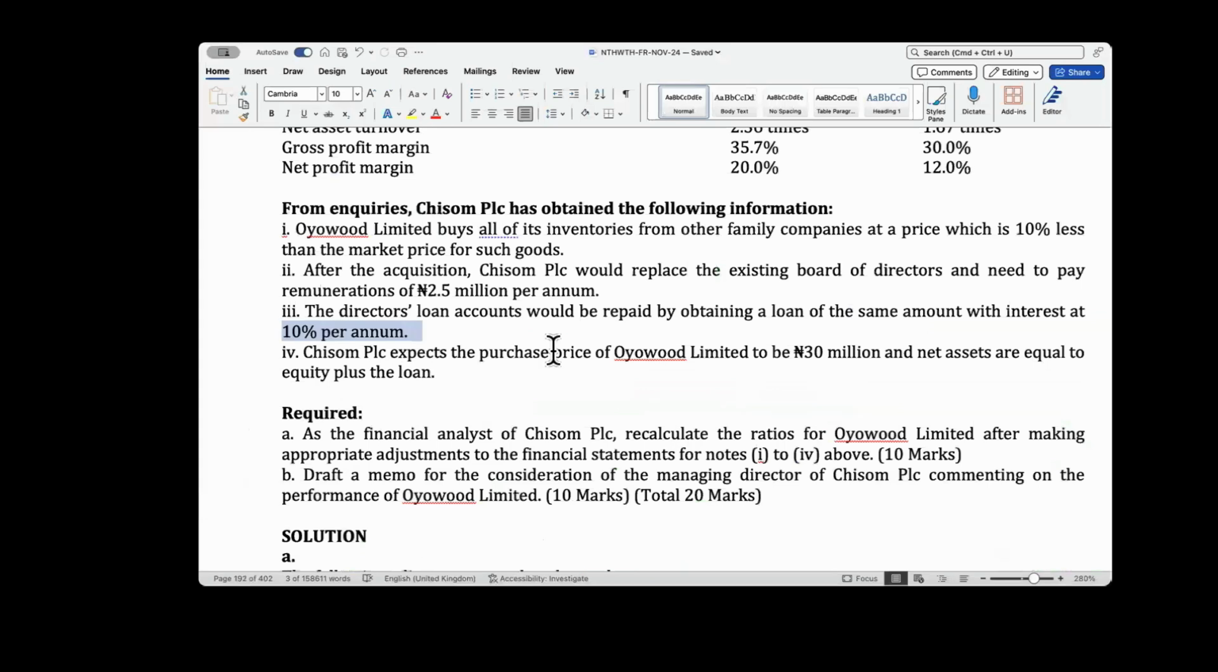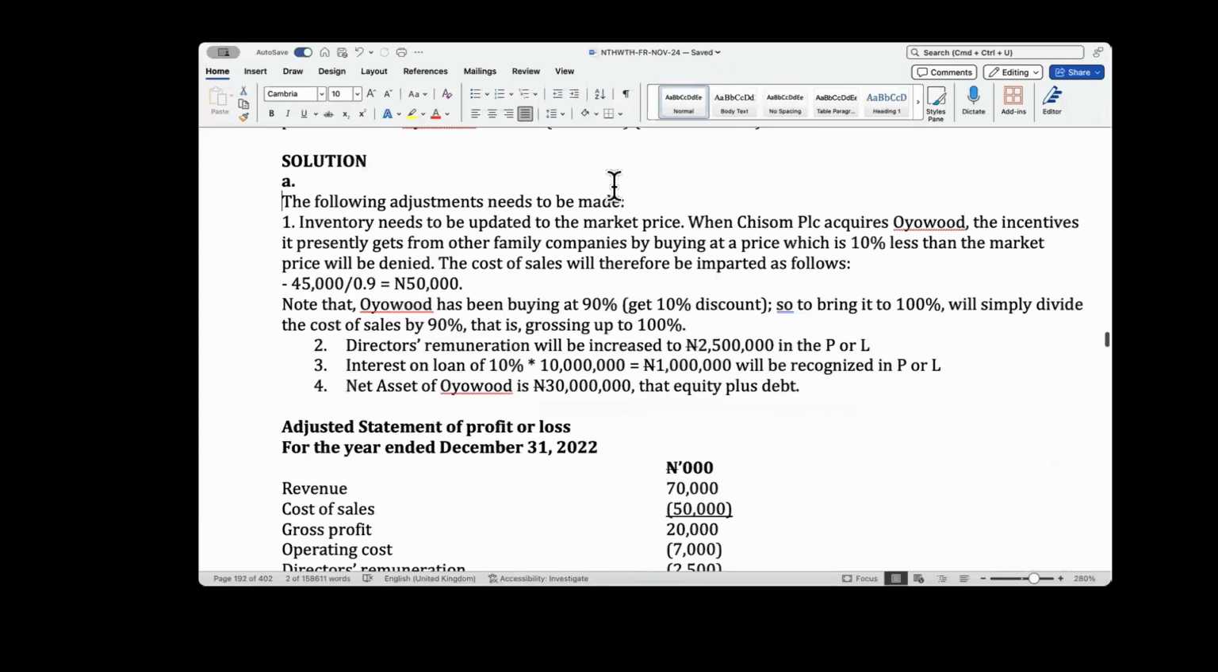And Chisom wants to buy Oyowood for 30 million. So that means the net asset of Oyowood is 30 million. That's what it means. So look at the way I did my solution. I said the following adjustments need to be made. I said one, inventory needs to be updated to the market price.